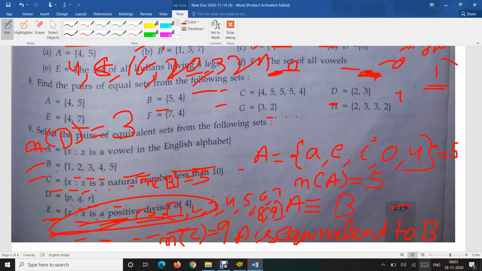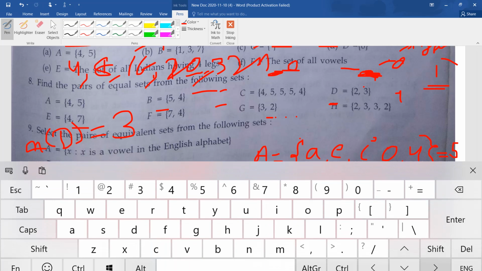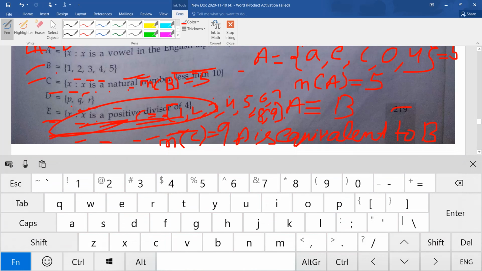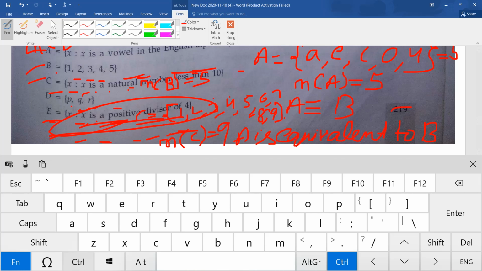Hope you understand all these things. If you have any problem regarding any topic, then you can ask. Now exercise 19.1 has been completed. So you have to write down all these questions in your fair notebook.